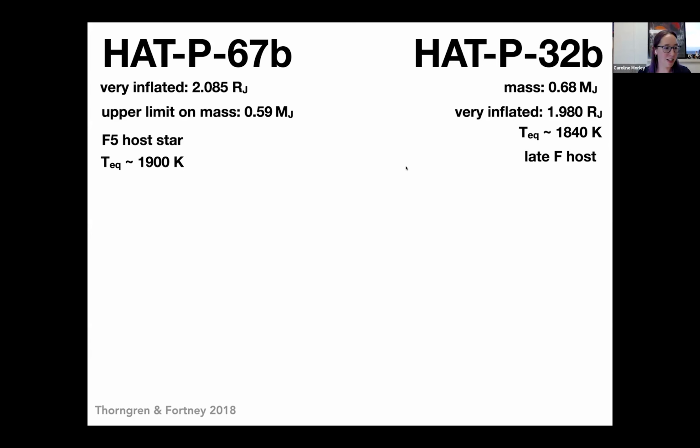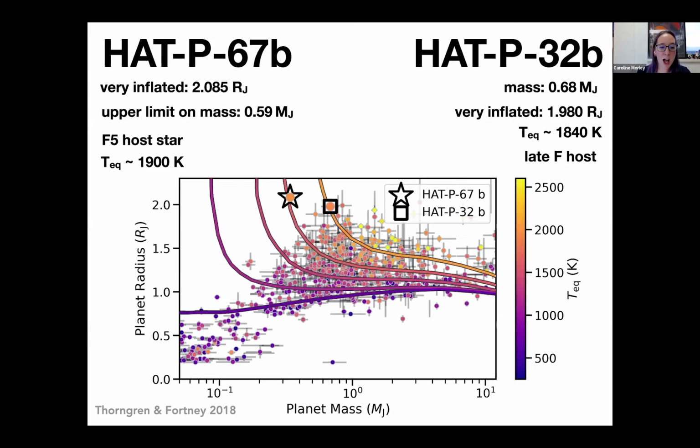And they both have very similar temperatures to each other, right? Just under 2000 Kelvin. If you plot these up on a plot of planet mass versus planet radius, the things at the top of this plot are very low density. They have really high radii for their masses. And so these planets are both some of our lowest density, our puffiest planets that we observe.